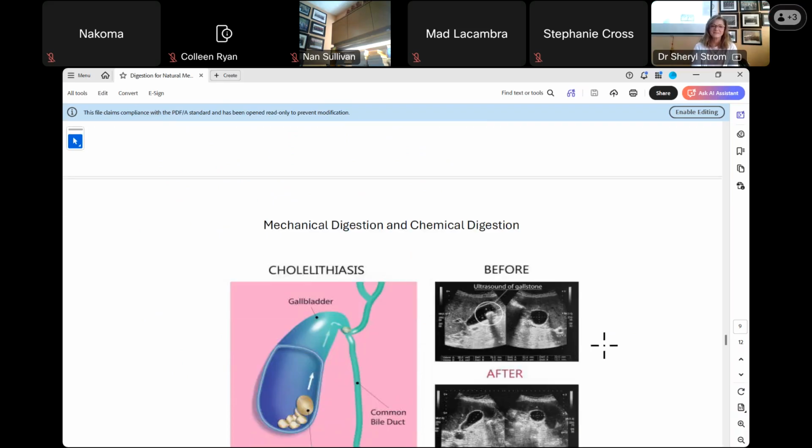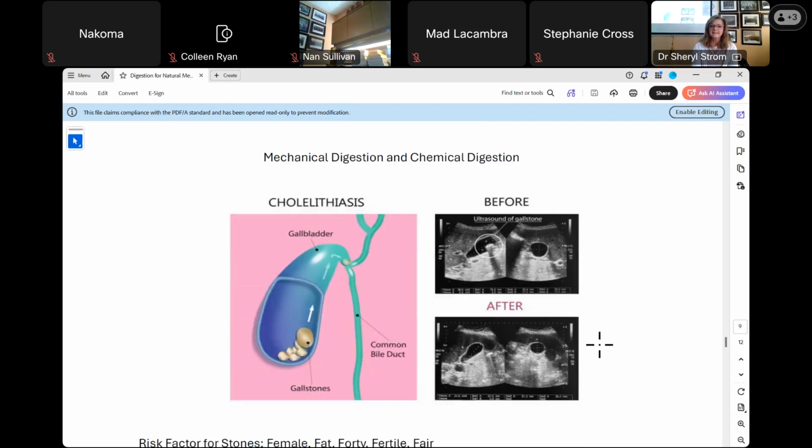Okay. So cholelithiasis, you've probably seen that on the Medicine Way. So here's your gallbladder, common bile duct. And then here's just an example of an ultrasound before and after.